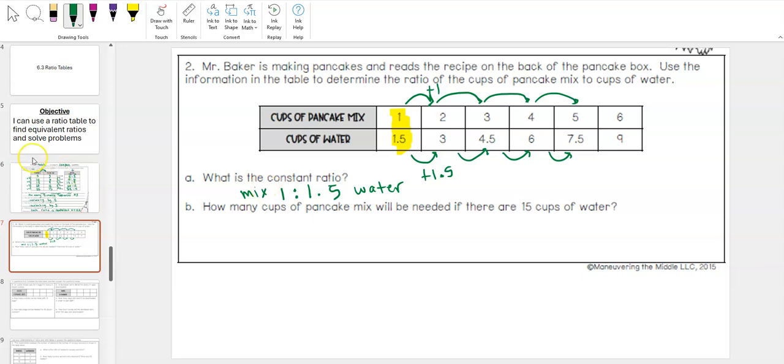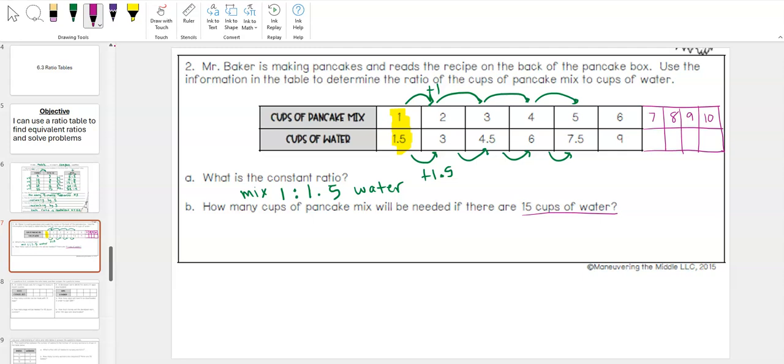All right, the next part asks, how many cups of pancake mix will be needed if there are 15 cups of water? Now, there are 2 different ways to do this. We can extend our table and continue skip counting by those 2 different amounts, by 1 on top and 1.5 on the bottom, until we get to 15. 7, 8, 9, 10. It's going to take us a while.